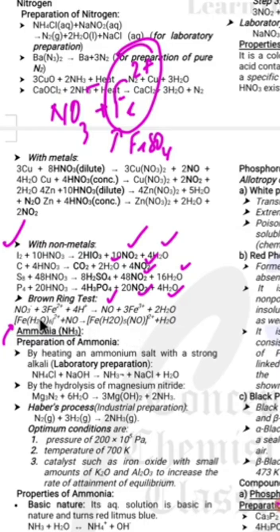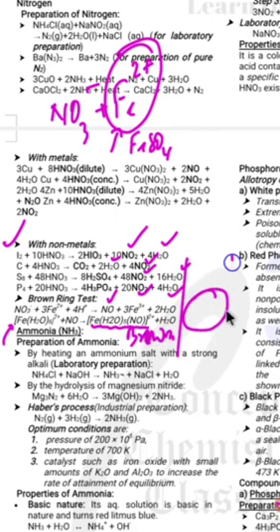In this complex, one of the water molecules is displaced by the NO ligand. So the color of this complex formed will be brown. Okay, so a brown ring, in the form of a ring, right, will appear, and if a brown ring appears, then the compound contains nitrate ion, right. This is brown ring test, and this has been asked in council exam also.